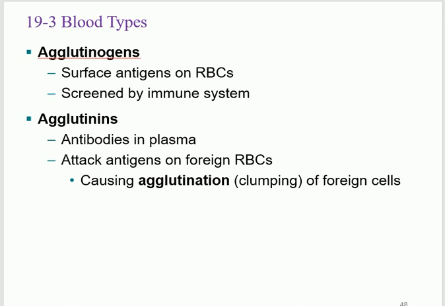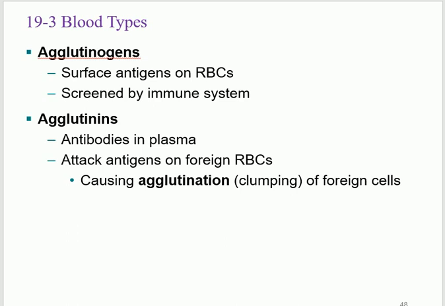Agglutinogen is coming from antigen. And agglutinin is the antibody. This is the other name for it, and both names are coming from the process of agglutination. Okay, so if I give you the wrong blood type, if you're type A, I give you B, you get agglutination. Is that clear?